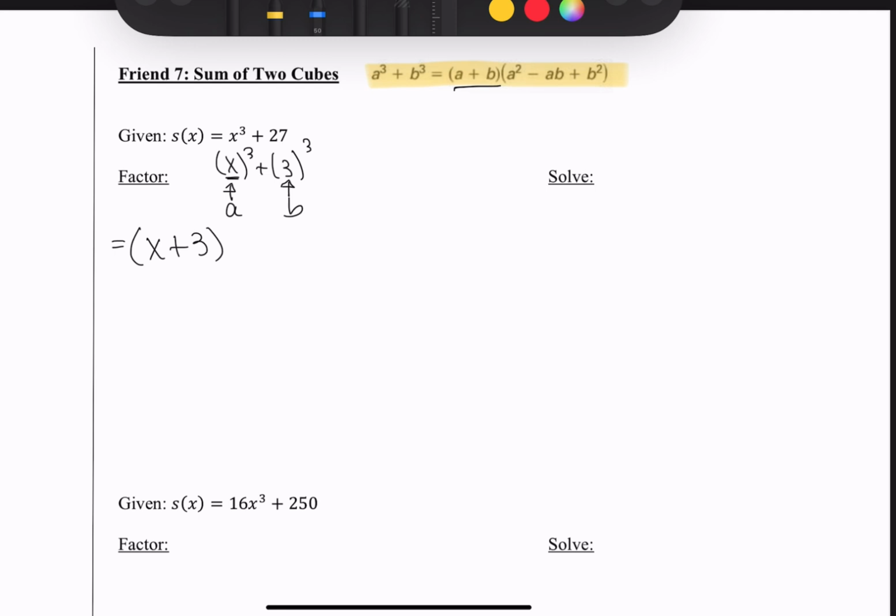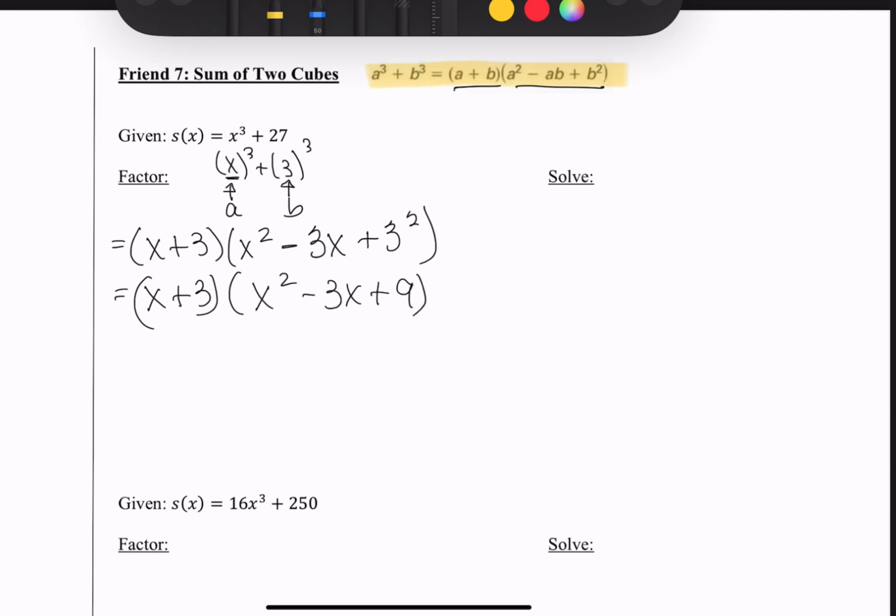And then I'm going to move on to the trinomial part here. So it's going to be A squared, or in this case, x squared, minus A times B, or in this case, I'll go B times A because it'll be 3x, plus B squared, or 3 squared. Pretty darn simple. So we end up with x plus 3, and then x squared minus 3x plus 9. That's factored form.